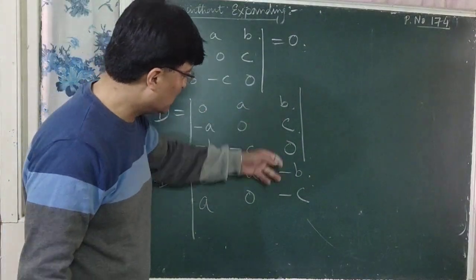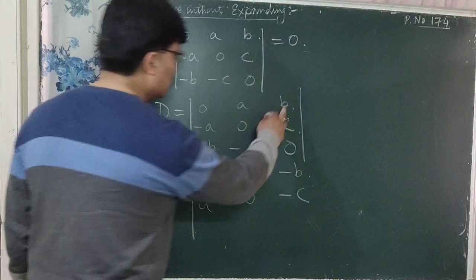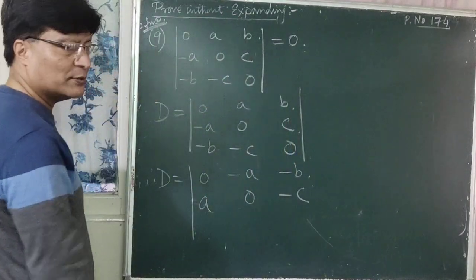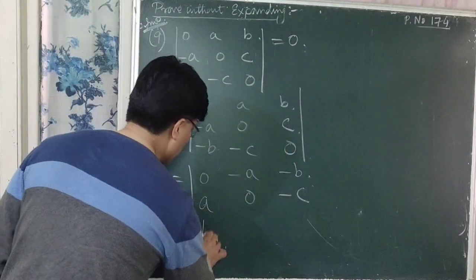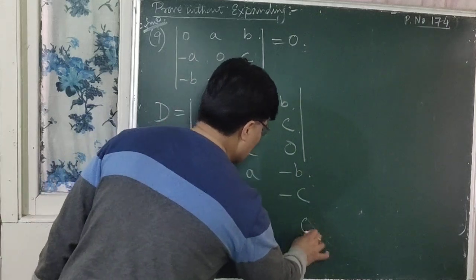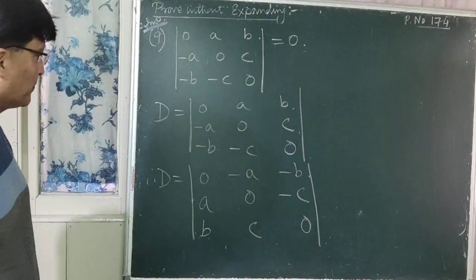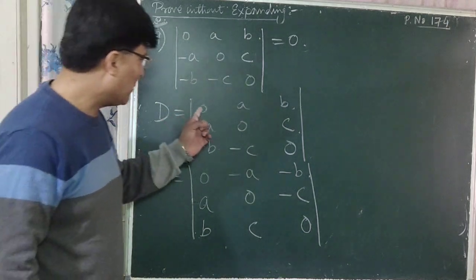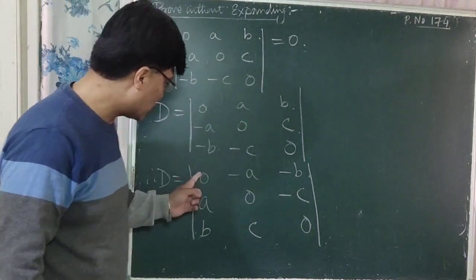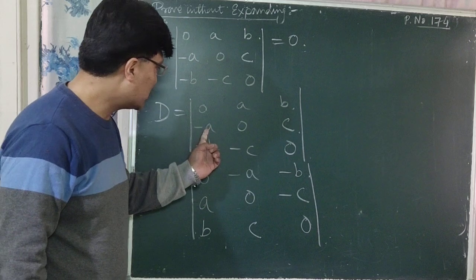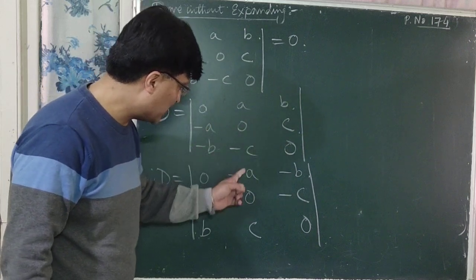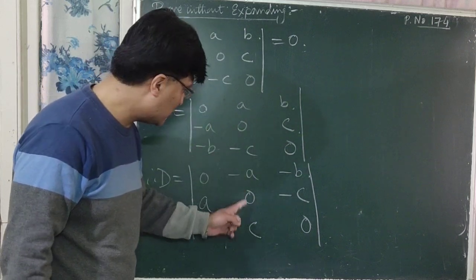A, 0, minus C. Then next, what is the third row? This third column now becomes the third row. B, C, 0. Is that right? Okay. Clear? I mean, your first row 0, A, B, we made it the first column 0, A, B. Your second row minus A, 0, C, we made it the second column minus A, 0, C.